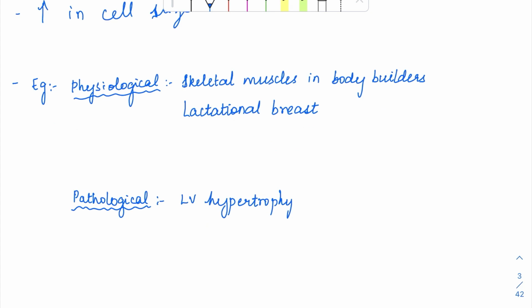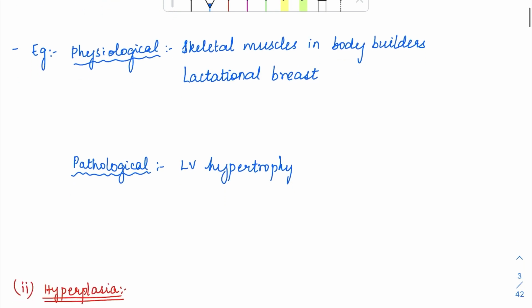You can have either physiological examples or pathological examples. Physiologically, hypertrophy happens in bodybuilders. You must have seen bodybuilders, their muscles are quite heavy. So their big muscles are due to this hypertrophy. Their skeletal muscles increase the skeletal proteins, and that is how the skeletal muscles undergo hypertrophy. And the same thing happens in the lactational breast as well. So in a feeding mother, the ductal elements of the breast are going to undergo hypertrophy. So that is how hypertrophy can result in engorgement of the breast.